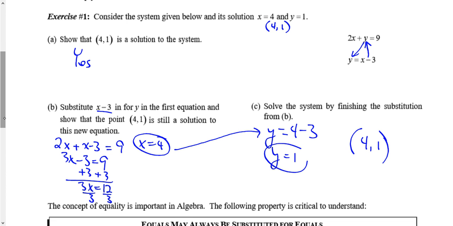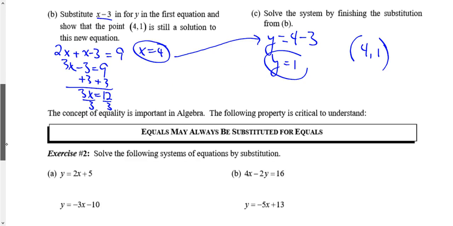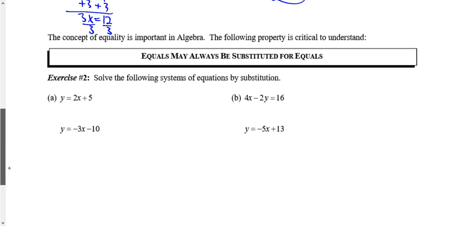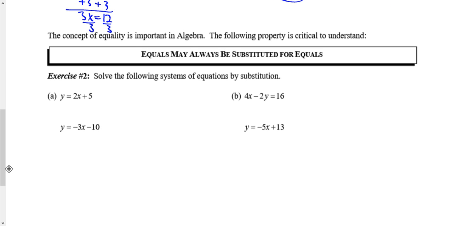Now this was nice because they already had one equation where y equaled something, but it wouldn't be too hard to solve for y and then go back and plug in. So they just state the opposite: equals may always be substituted for equals. Let's take a look at this.